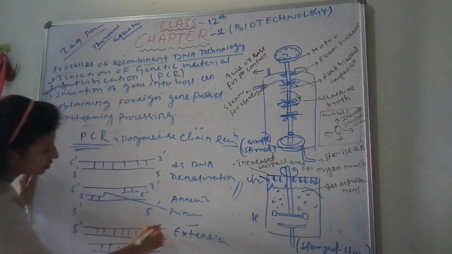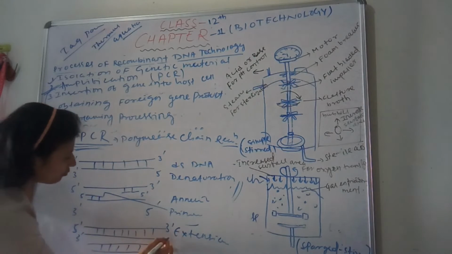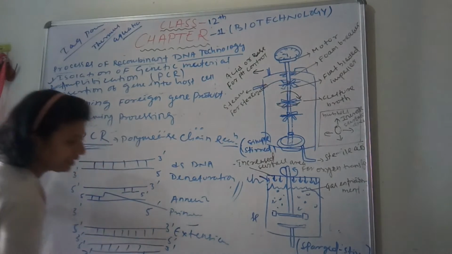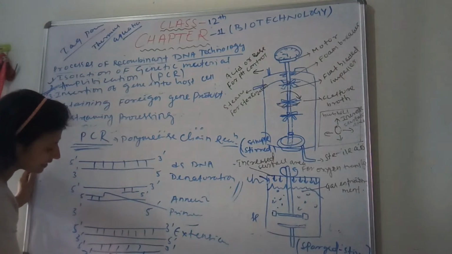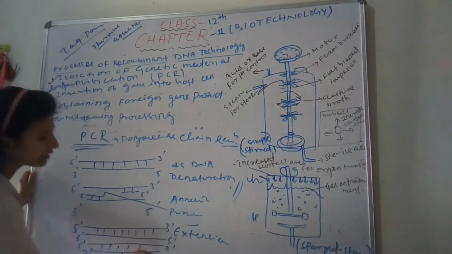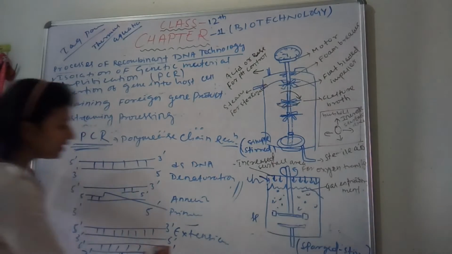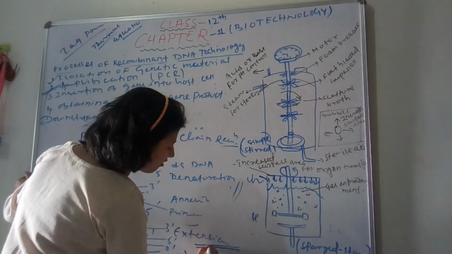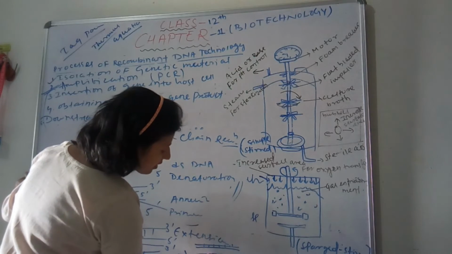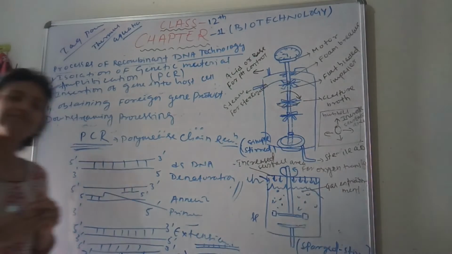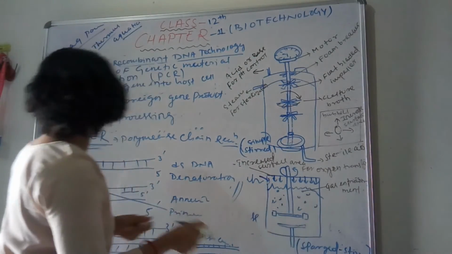5 prime to 3 prime, 3 prime to 5 prime, again 5 prime to 3 prime and 3 prime to 5 prime. In this way, after 30 cycles, we are able to get millions of amplified copies of our gene of interest like this. For this process, we need Taq polymerase.